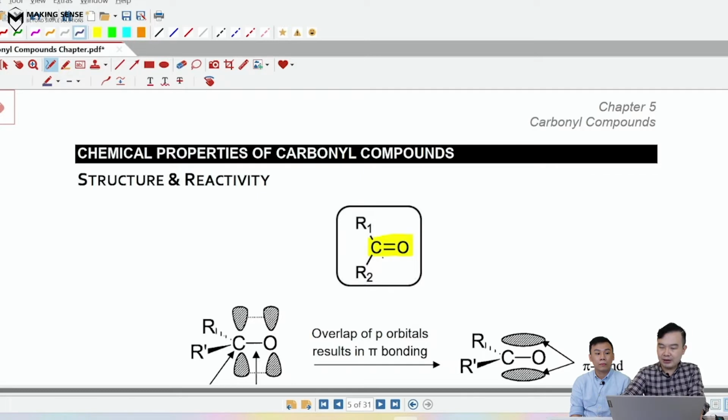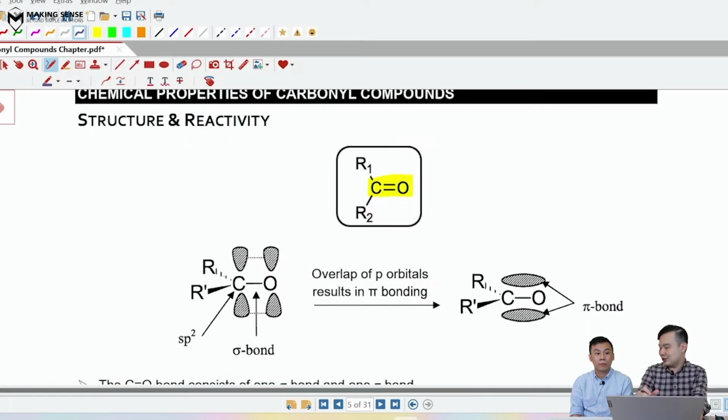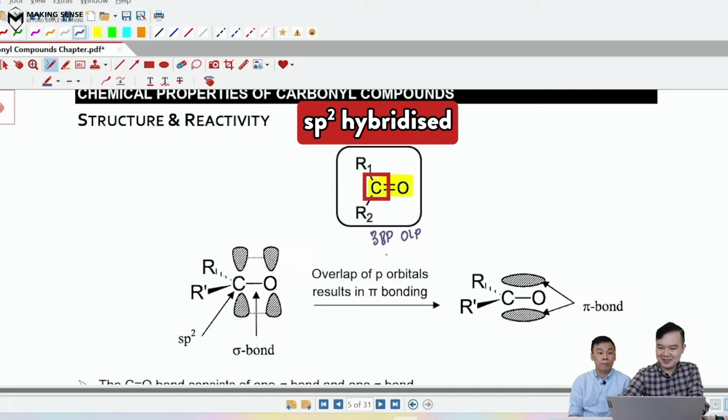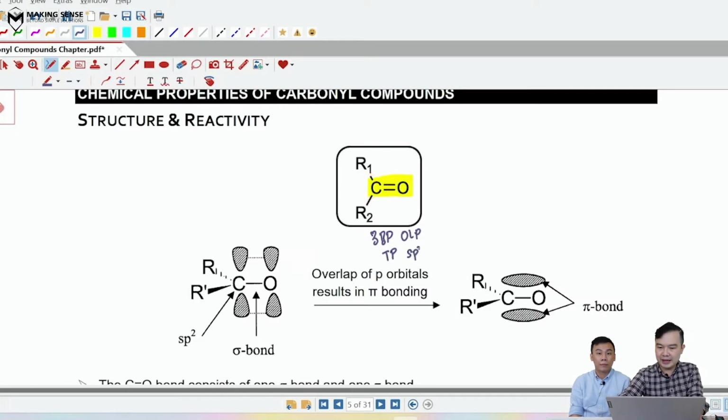Now, the important thing is we're going to focus on this carbon. Notice that this carbon, right, how many bond pairs and lone pairs do you see, Mr. Yap? Right, so there are 3 bond pairs and 0 lone pairs. And what kind of shape do you expect? This will be trigonal planar. Yep, and hybridization? The hybridization of the carbon will be sp2. That's right, so it's trigonal planar, sp2 hybridized, right? So in this case, the idea is that it is going to be flat on a piece of paper.